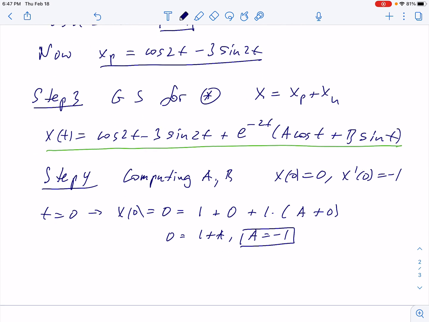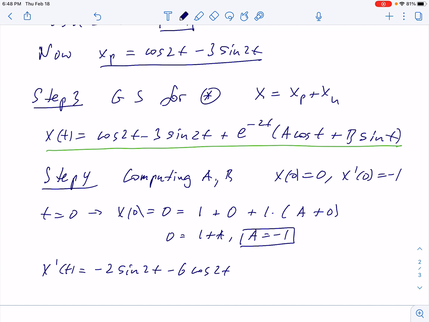And now we have to find B. We have to differentiate x prime of t, which will be negative 2 sine 2t minus 6 cosine 2t. And the second term we differentiate using product rule.